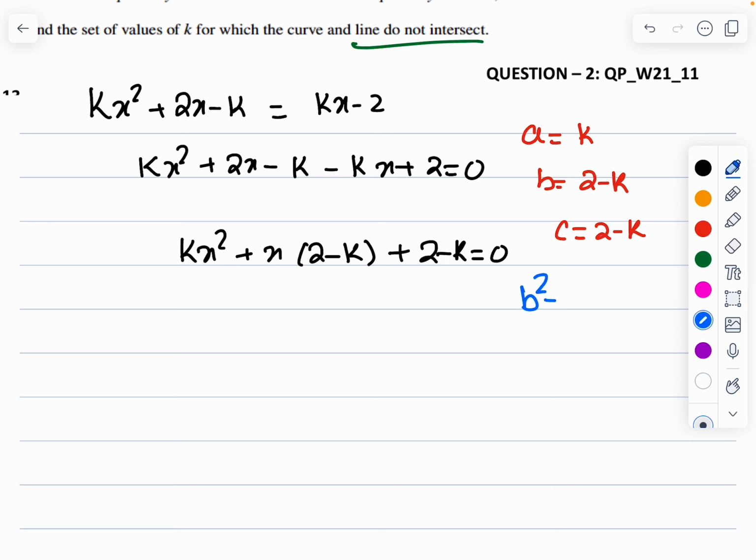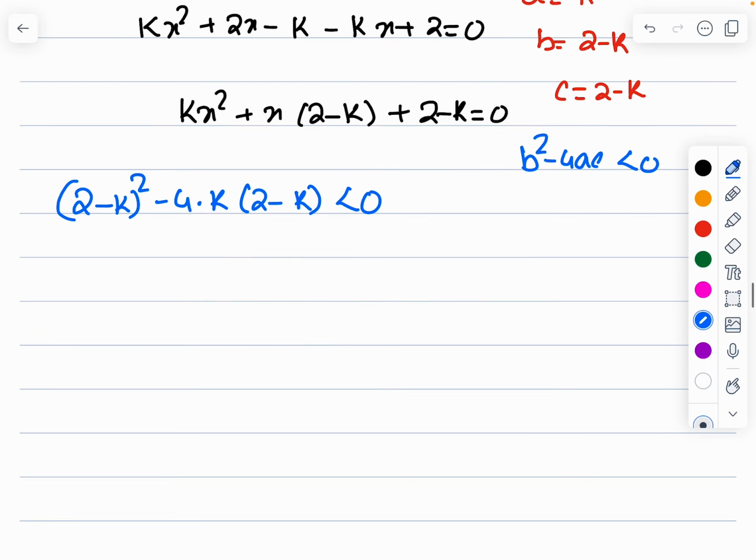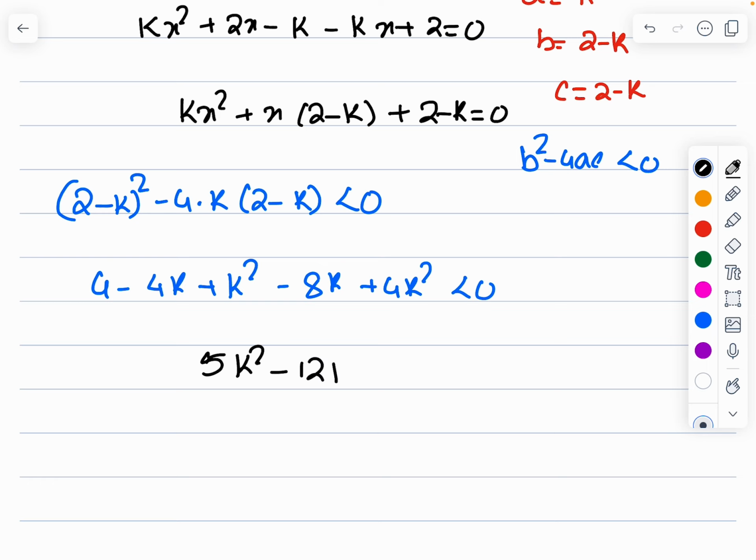Now, do not intersect means b square minus 4ac is less than 0. So 2 minus k whole square minus 4 times k times 2 minus k is less than 0. So it becomes 4 minus 4k plus k square minus 8k plus 4k square is less than 0. It becomes 5k square minus 12k plus 4 is less than 0.